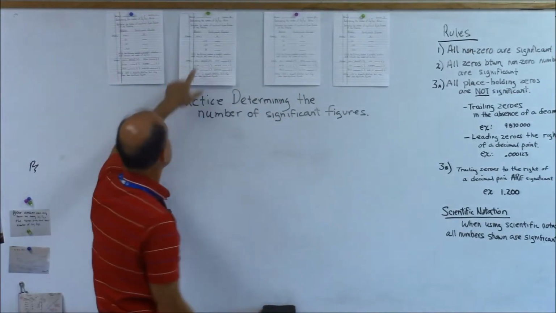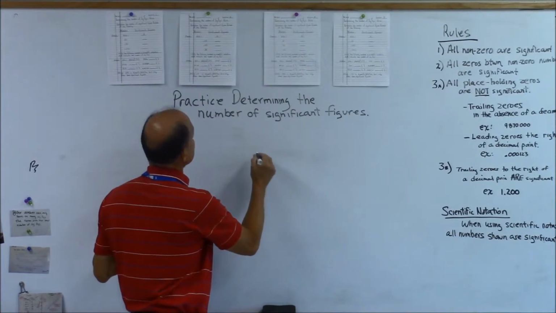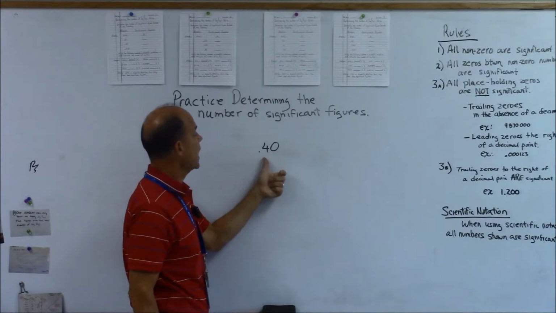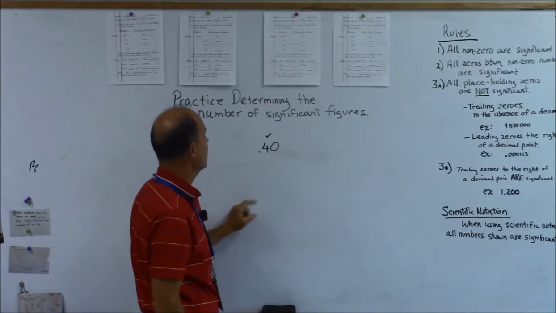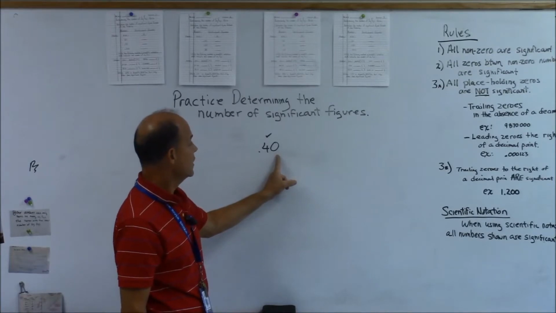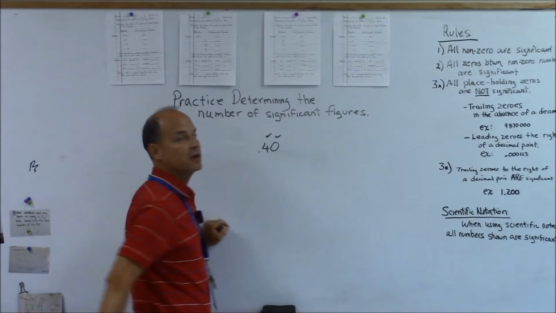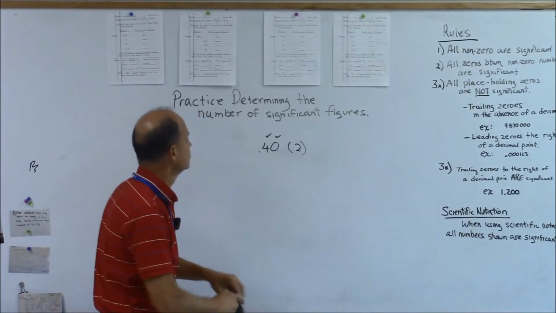An example from version number 2 is 0.40. How many sig figs does that have? Well, this 4 is significant. It's non-zero. This 0 here is a trailing 0 to the right of the decimal point, so it has to be significant also. So this number has 2 sig figs.